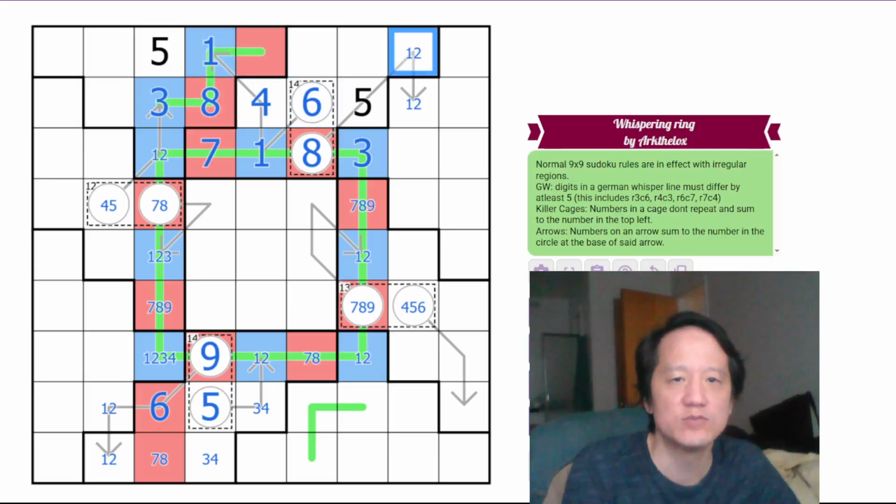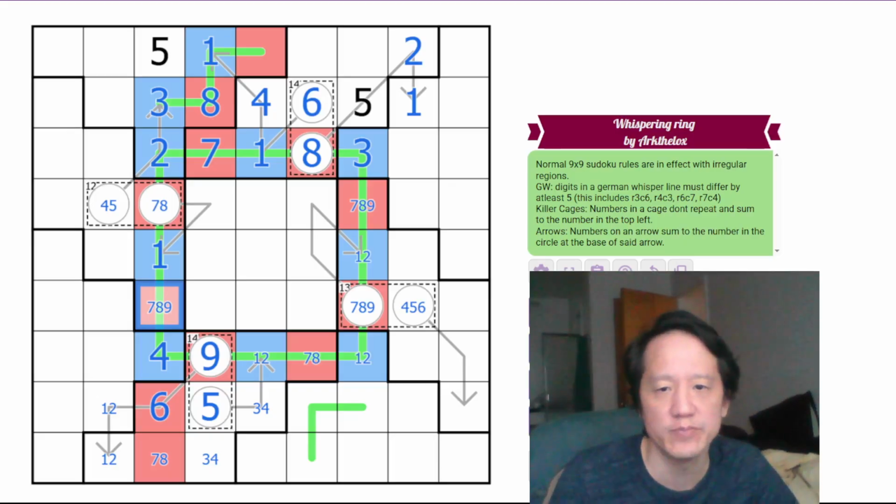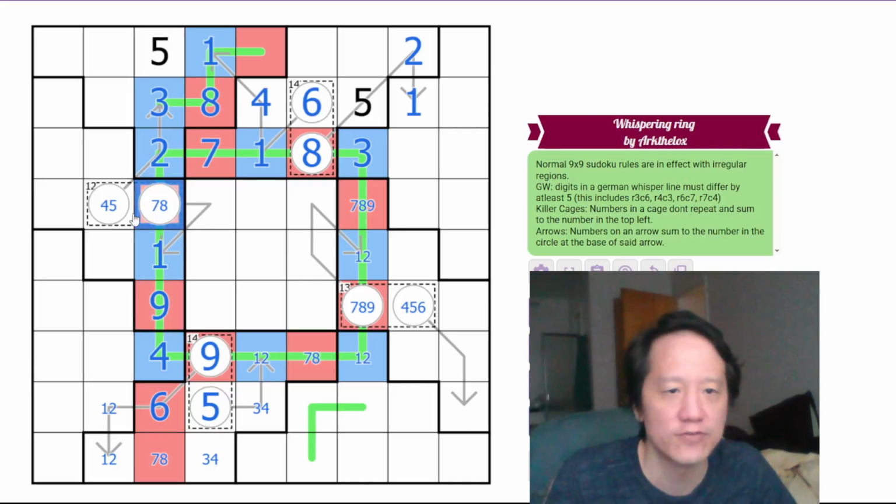This 1 eliminates 1 here, so that's 2. This is 1. This 1 eliminates 1 here, so this is 2. This can't be 2 or 3, which makes this 1, which makes this a 4. Since this is 4, this has to be a 9. We already knew that, actually, after this, but anyways.